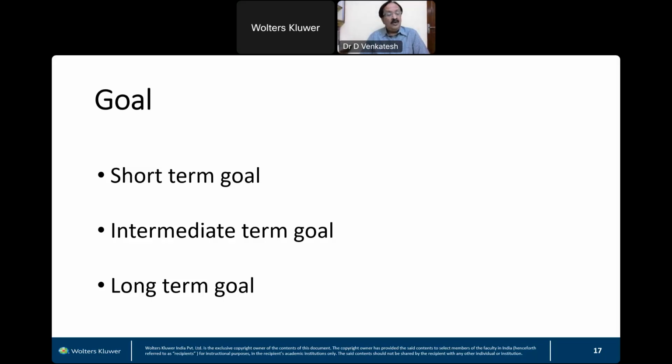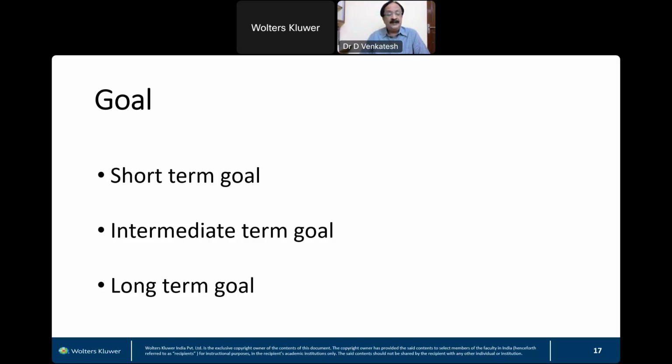So, long term goal can be after your post graduation, you set up your practice and then you start becoming prosperous both in terms of your reputation as well as the resource mobilization or your earning capabilities. So, this is how we can look at the goals.